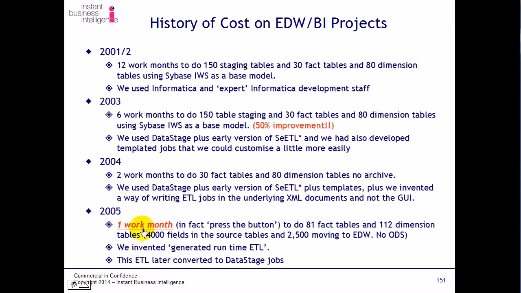And in 2005, 1 work month to do 81 fact tables, 112 dimension tables, 4,000 fields, and moving in the source tables, and moving 2,500 to the EDW with no ODS. And we invented generated runtime ETL, and this ETL was later converted to DataStage. So look at this. Where we finished up was 81 fact tables, 112 dimension tables, push the button, basically, to get it into DataStage.